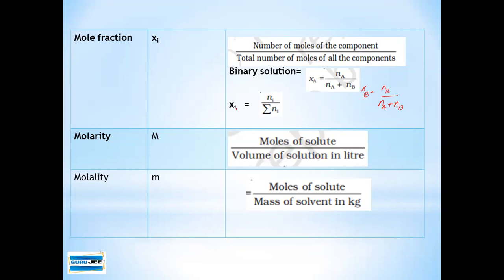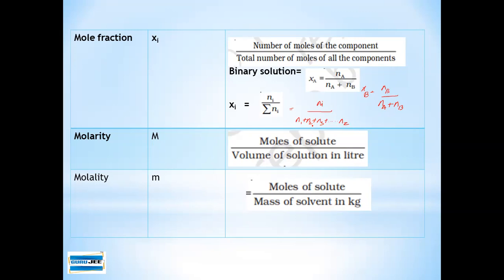Then if there are two or more components, how can you write the equation? We can write it as Ni divided by sigma Ni, that is total number of moles of all components. That is, we can write it as Ni divided by N1 plus N2 plus N3 up to Nz, if there are Z components. That much is the total number of moles of all components.